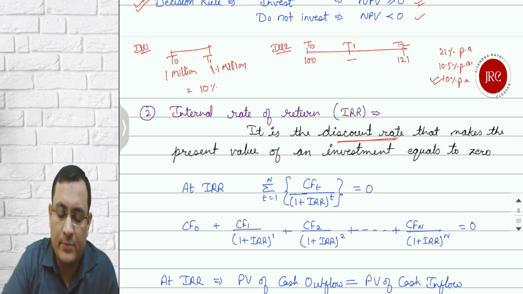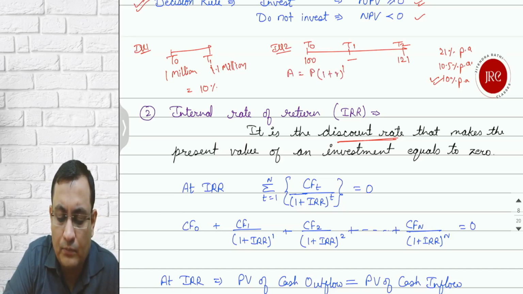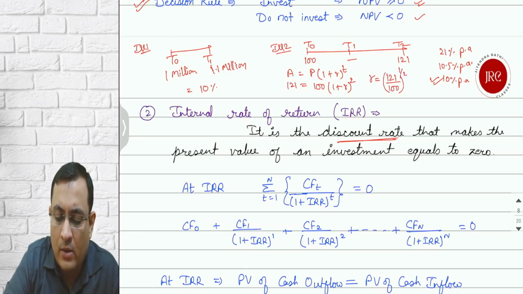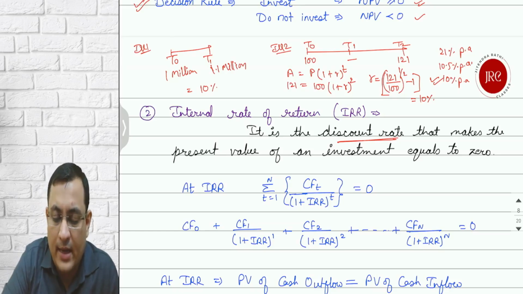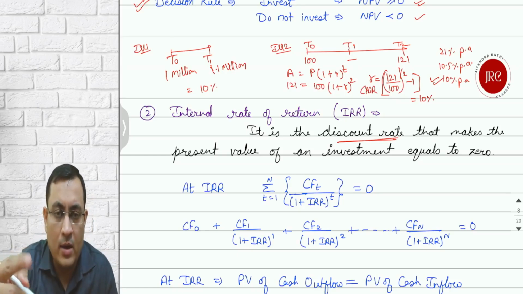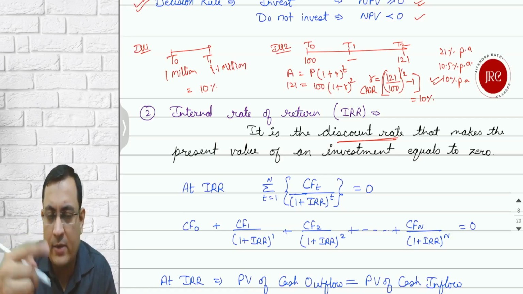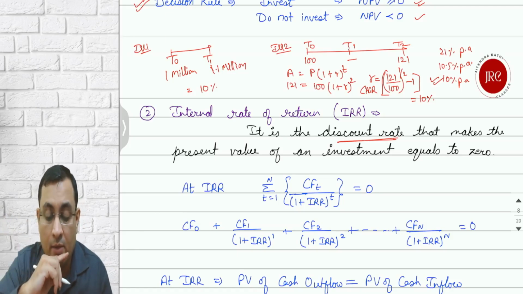How did I get this 10%? I am using the same time value of money formula. 121 is equal to 100 compounded for 2 years. So R is equal to (121 divided by 100) to the power 1 by 2, minus 1. I got a return of 10%. So what exactly have I done? I have used CAGR, and the CAGR is generating a return on a compounded, annualized basis: compounded annualized growth rate for the project.